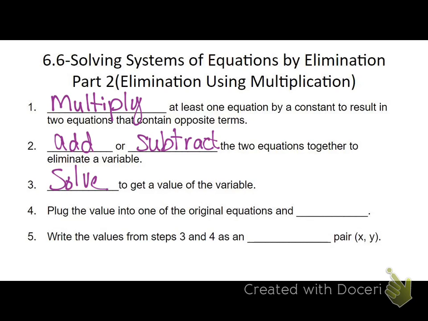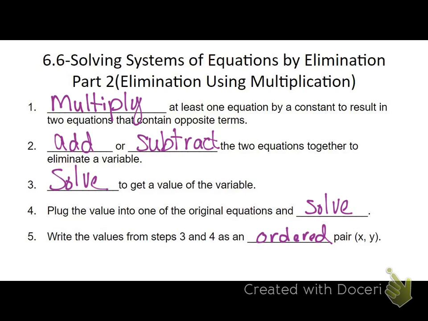We're going to solve to get the value of the variable. Then we're going to plug the value into one of the original equations, and we're going to do what again? Solve. Then we're going to write our solution as an ordered expression.